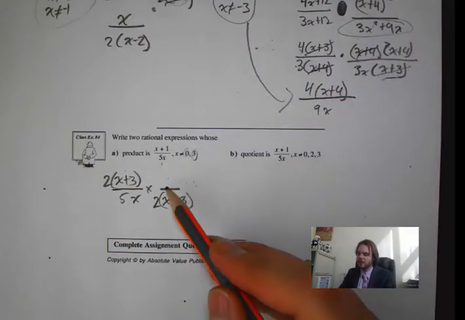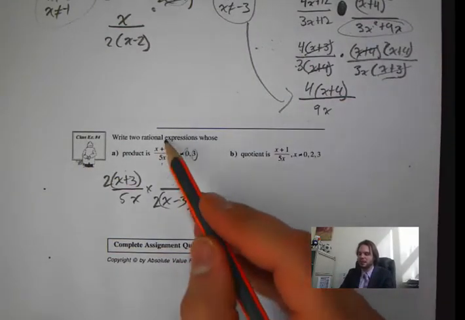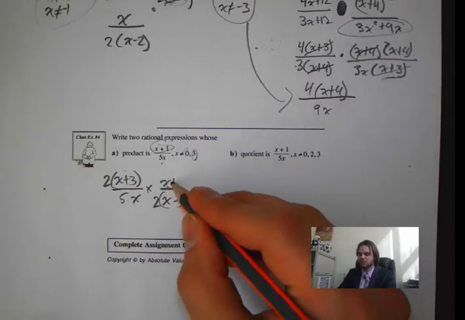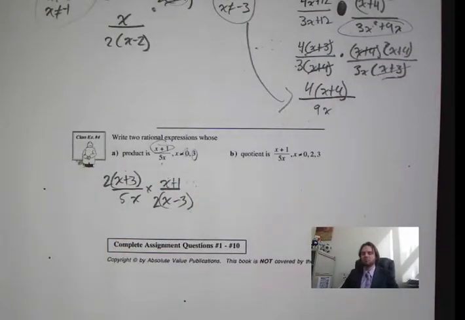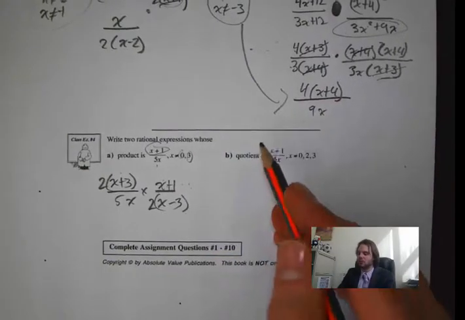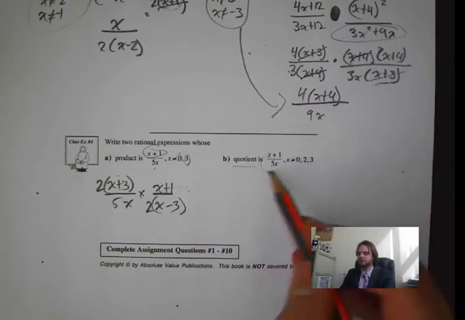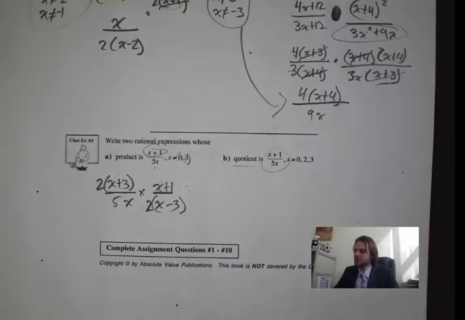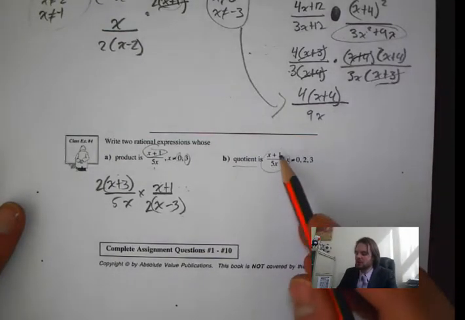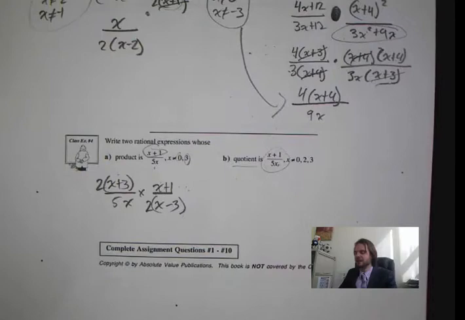Now the other one here, we need something here. But that's x plus 1. So I'm going to have x plus 1. And that's it. That's all we have to do. Let's take a look at the next one. Here's the quotient. Now, let's find an expression where the quotient is this. When we divide it, it is that.